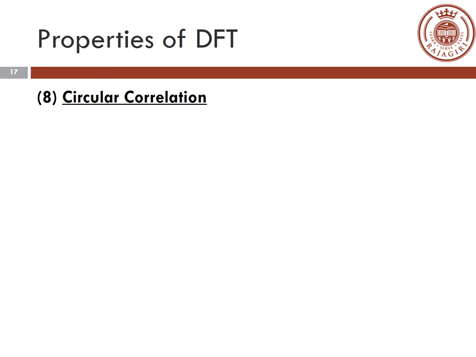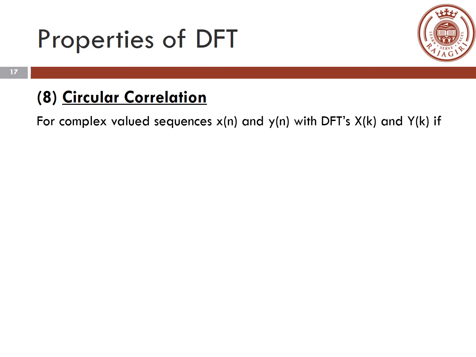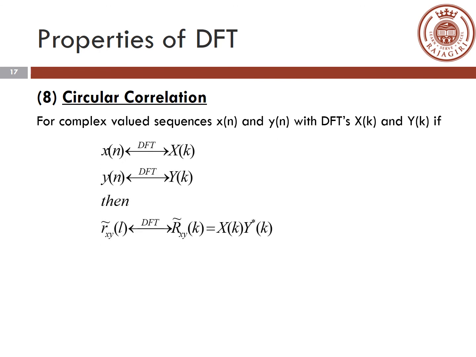The next property is one which is very much related to the previous property. It's called the circular correlation. Here again, just like the previous one, we have two signals x of n and y of n whose N-point DFTs are x of k and y of k. Now, in that case, if I am considering the correlation of these signals, the question comes, what is correlation?